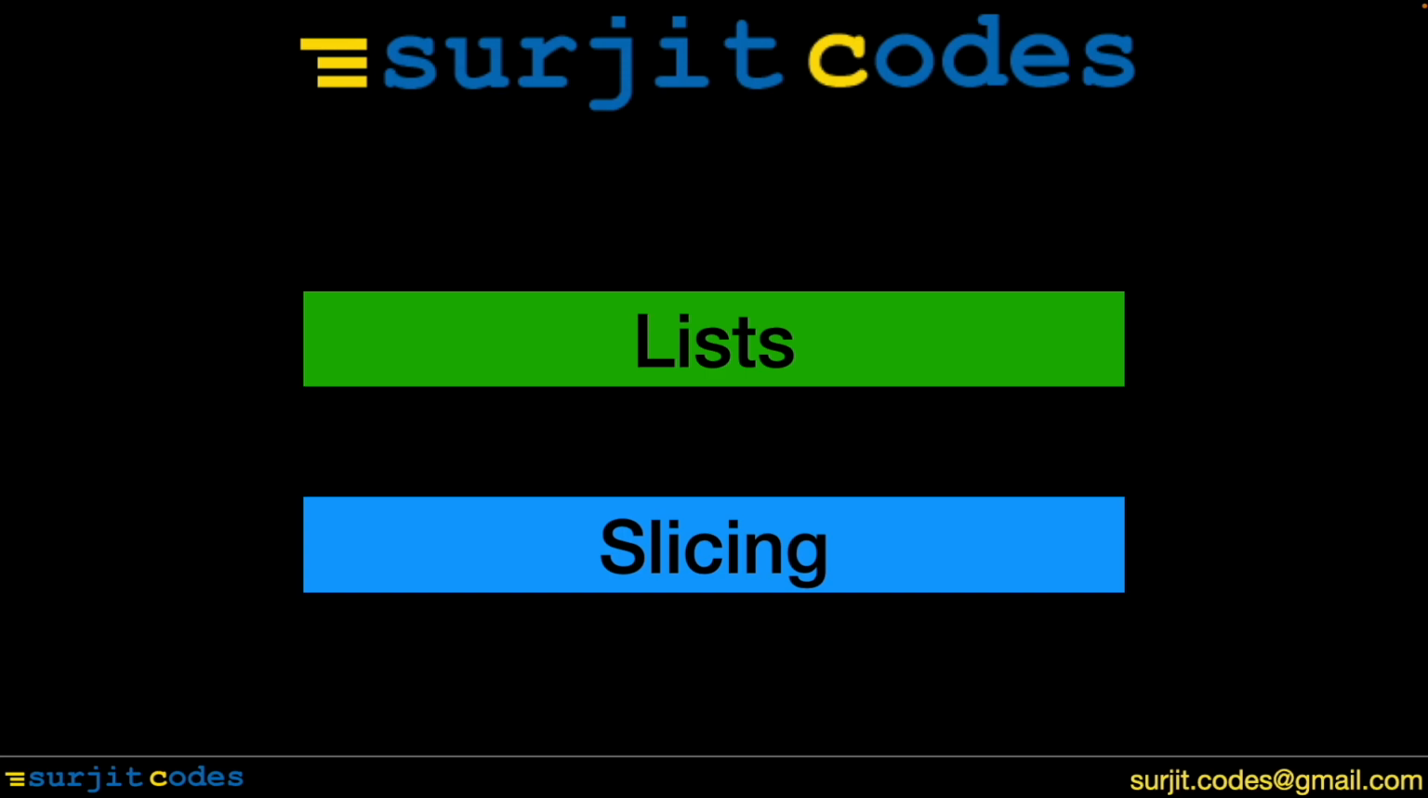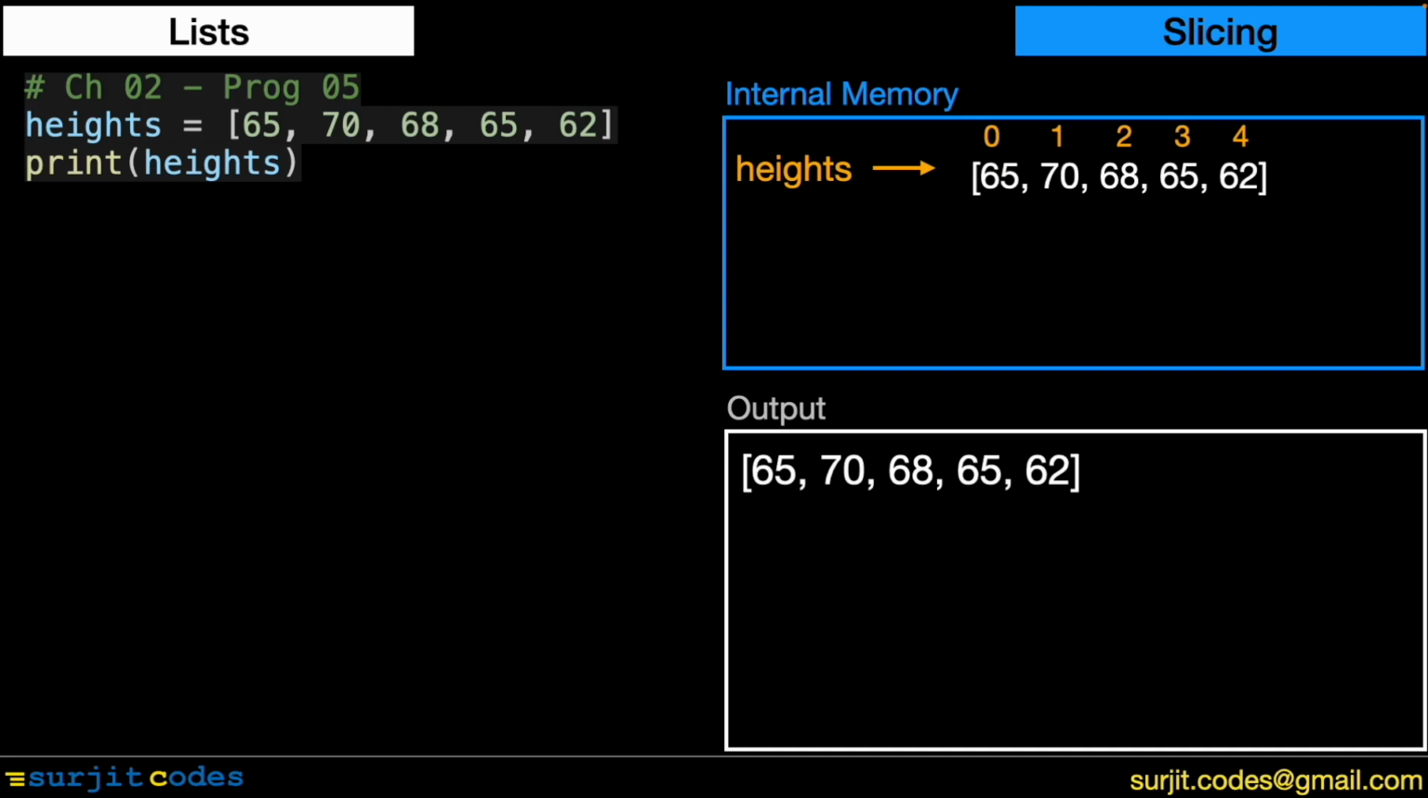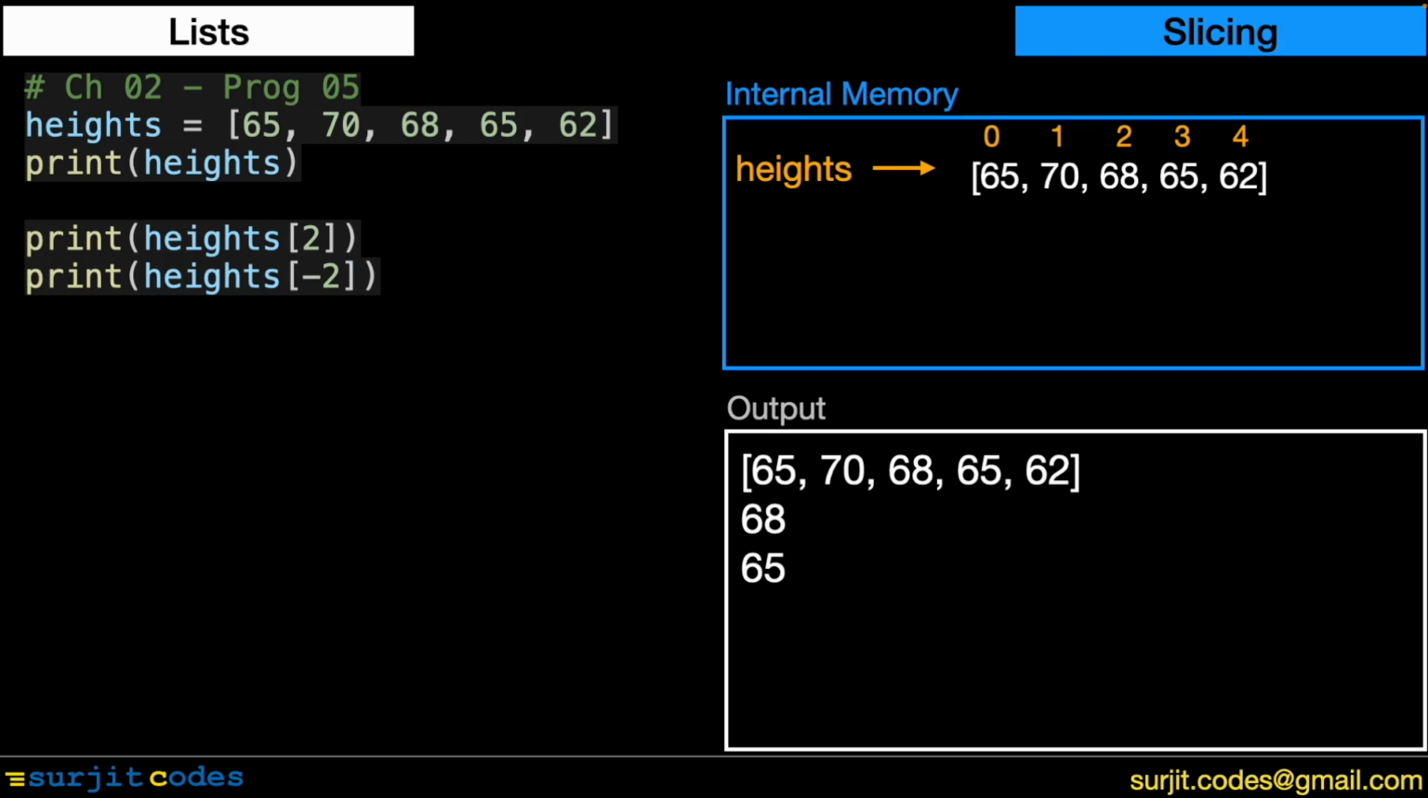Sometimes we need a portion of a list which is called a slice of the list. We have a list of heights of 5 students. To get an element of a list, we write its index in square brackets after the list variable. print(heights[2]) prints the element of the list at index 2, which is 68. Index can also be an integer expression. However, print(heights[5]) gives error because there is no element at index 5 of the list.